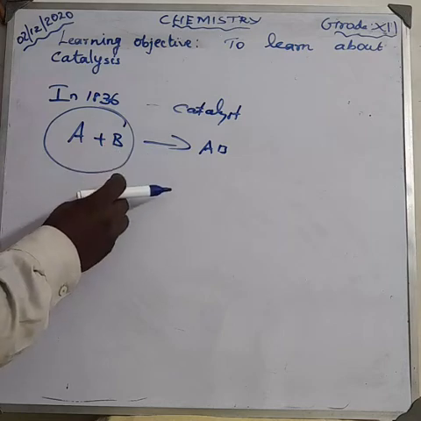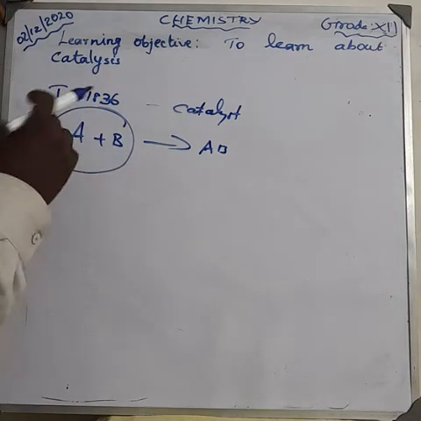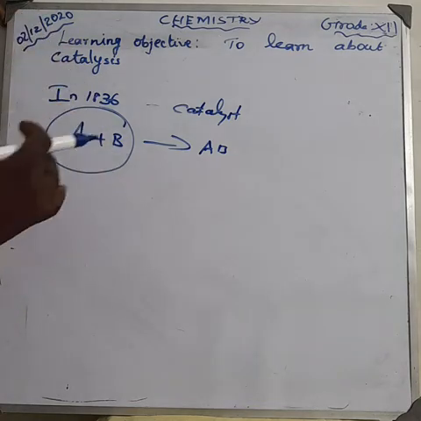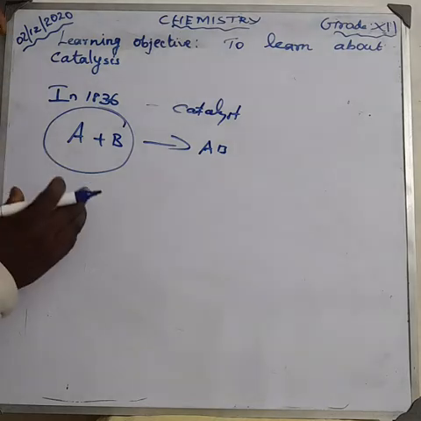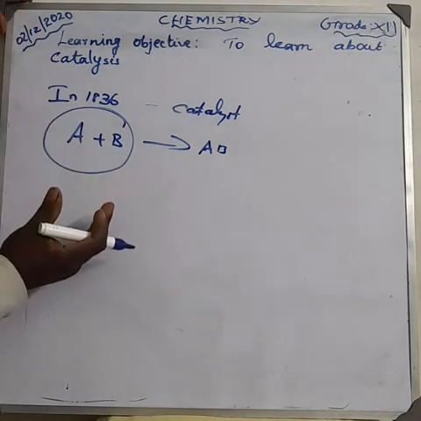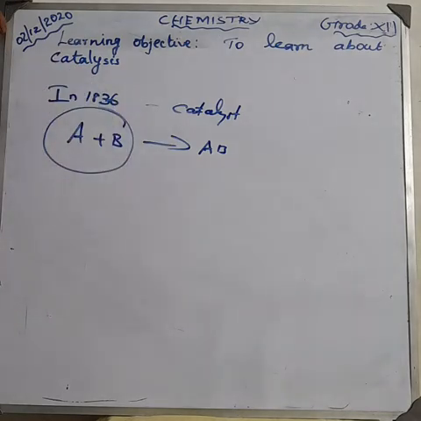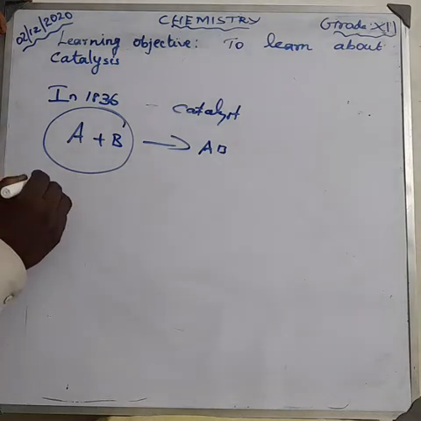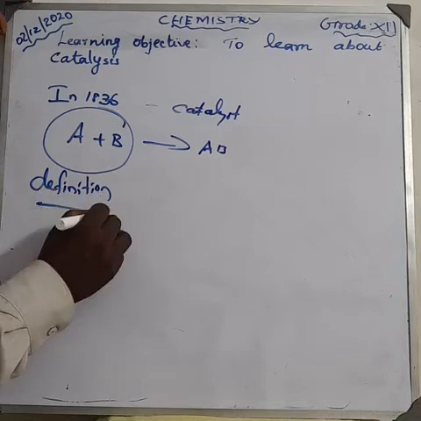The particular substance did not undergo any chemical change. So he gave that substance the name catalyst. Anyhow, we should say the definition for catalyst. There are also many substances which retard the speed of the reaction. So what is the definition for catalyst?